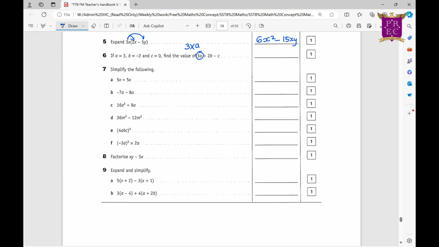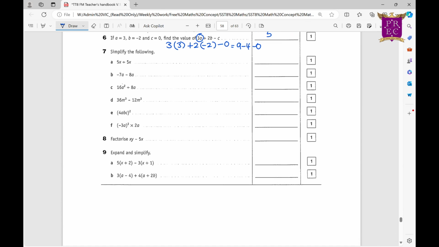And so once we know the number, what we can do is we can substitute the number in. And that is how we would write it. And so that just becomes 3 times 3, which is 9. And positive 2 times negative 2 gives us negative 4. Minus 0, which gives us 5.